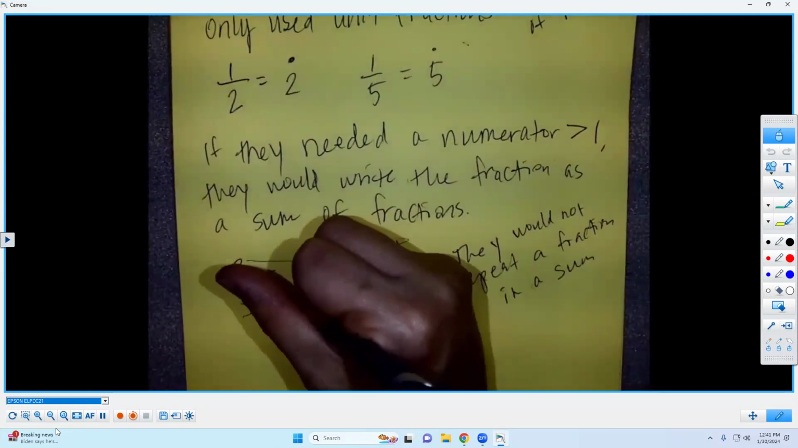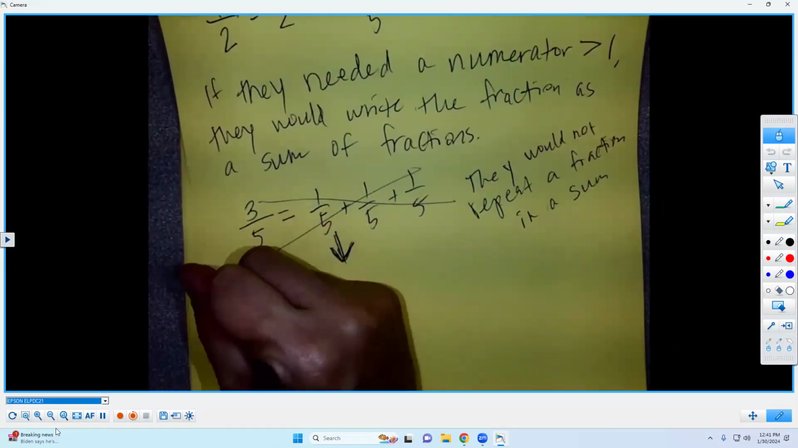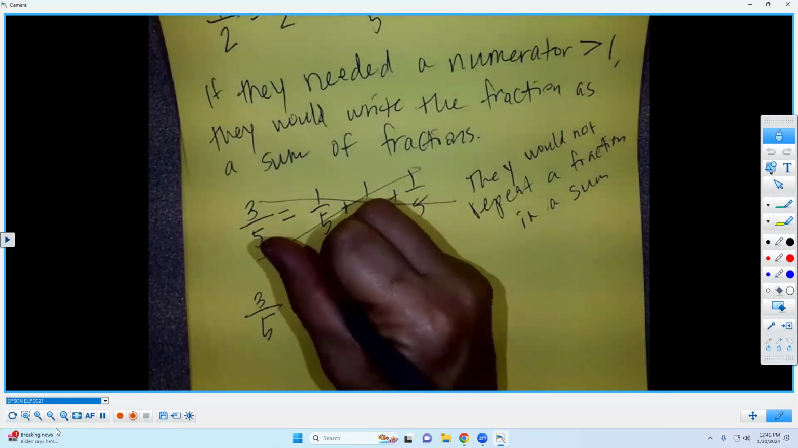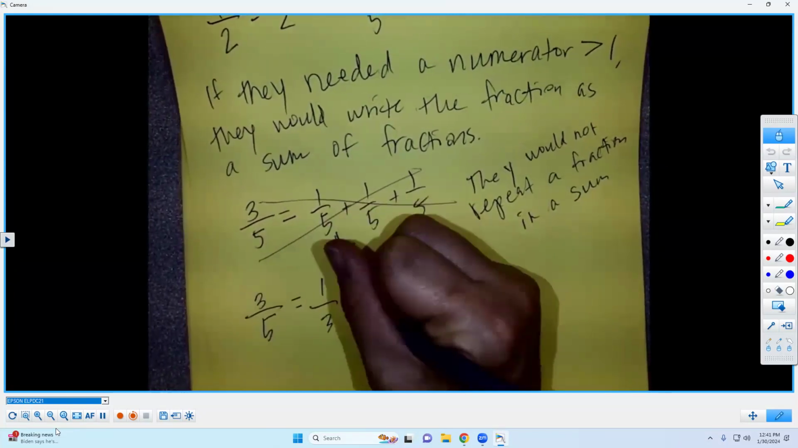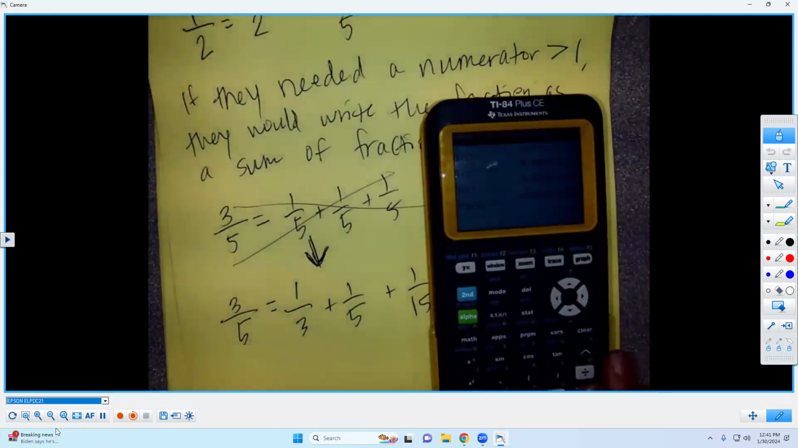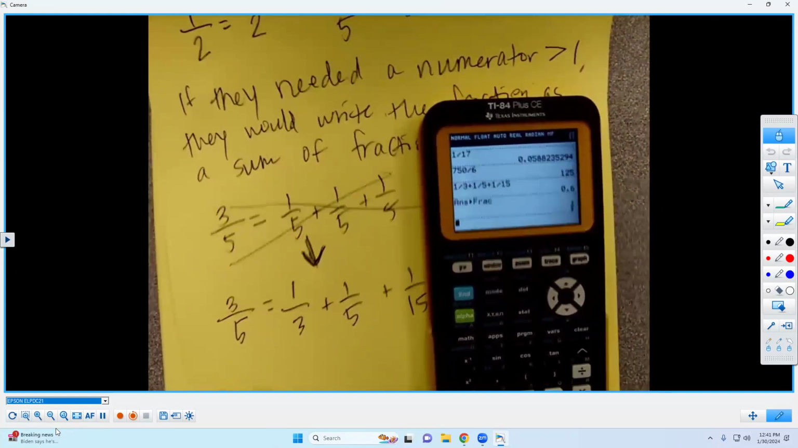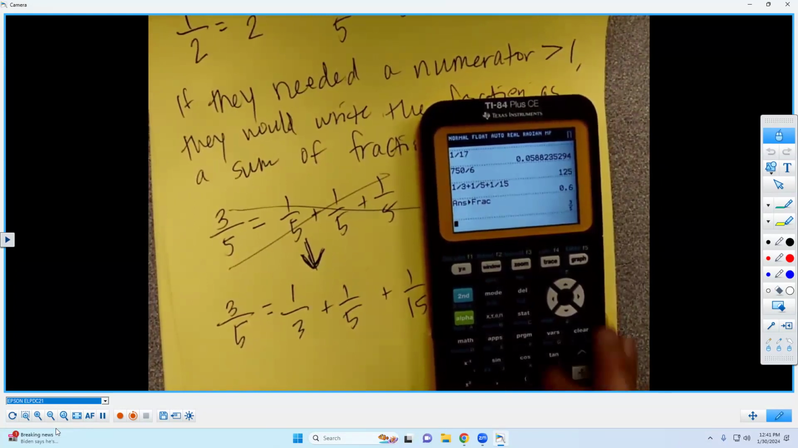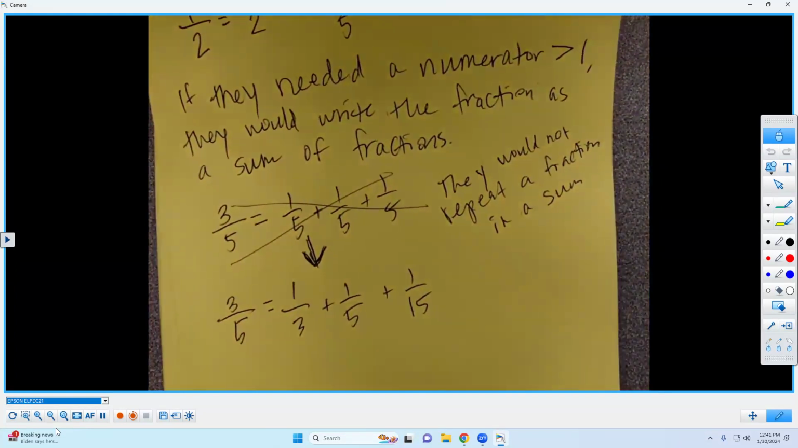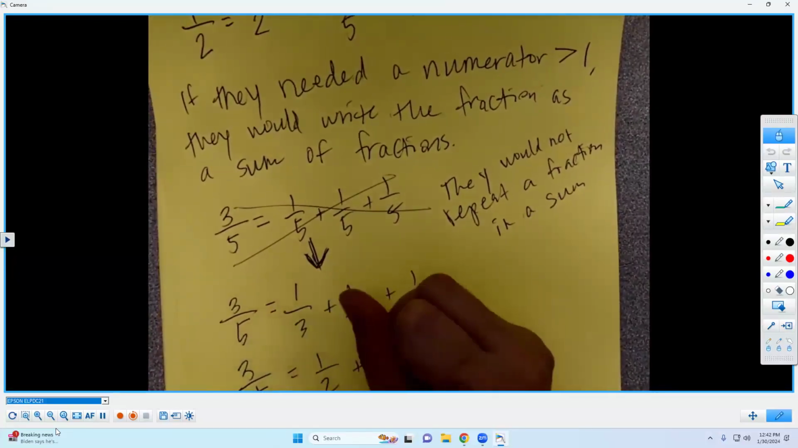Instead, they would write it as, there's lots of different options here. So for 3/5, you could write it as, I think this is the way they actually wrote this one, 1/3 plus 1/5 plus 1/15. Which if you put that in your calculator, 1/3 plus 1/5 plus 1/15 gives you 3/5. Another way to write this is you could also write it as 1/2 plus 1/10.